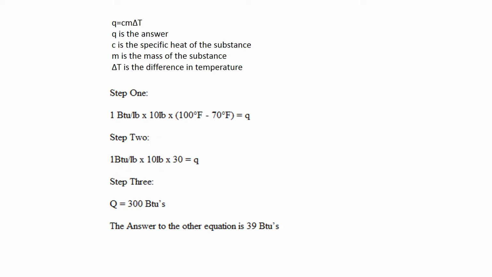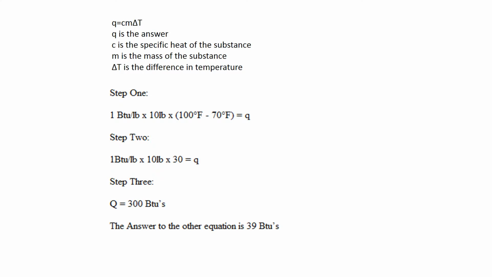The formula is Q equals C times M times delta T. Q is the answer. C is the specific heat of the substance. M is the mass of the substance, and delta T is the difference in temperature. In step 1, you would put in the known numbers and get 1 BTU per pound times 10 pounds times parenthesis 100 degrees Fahrenheit minus 70 degrees Fahrenheit parenthesis equals Q.